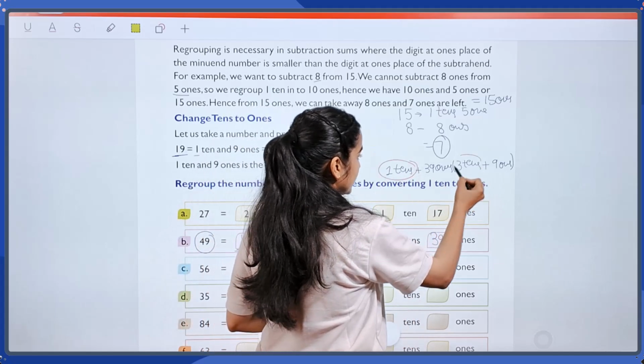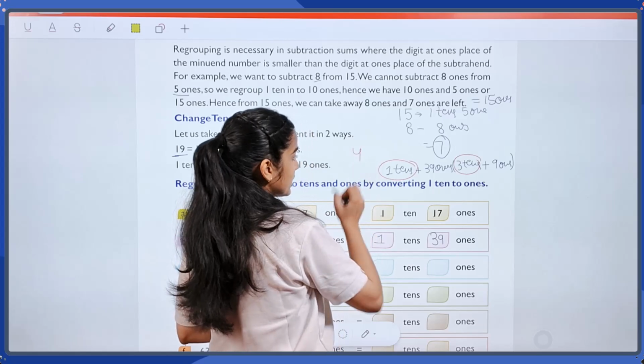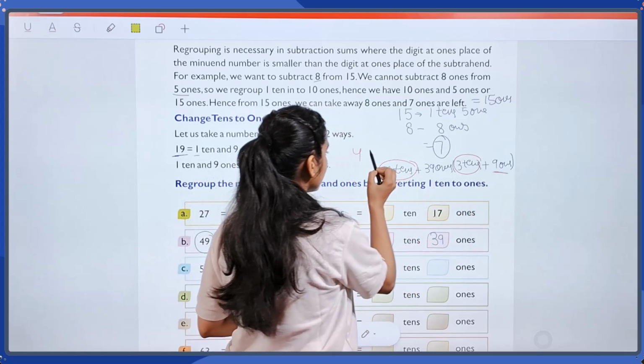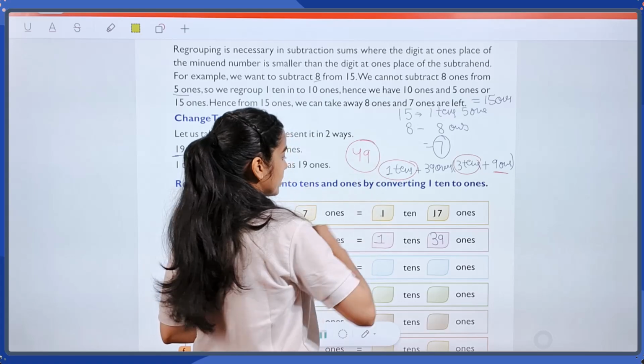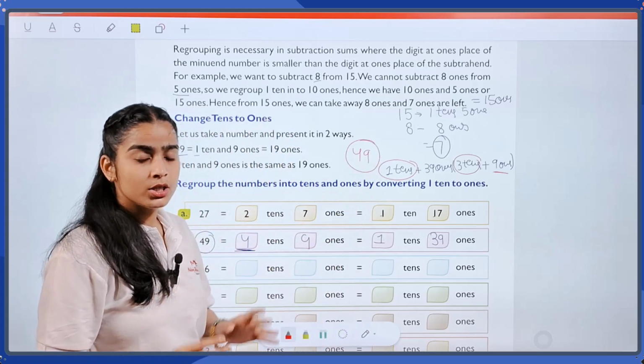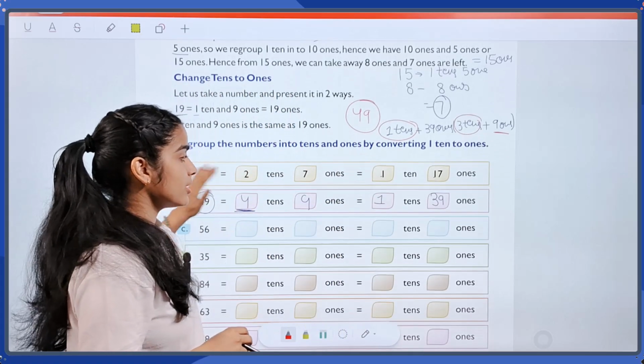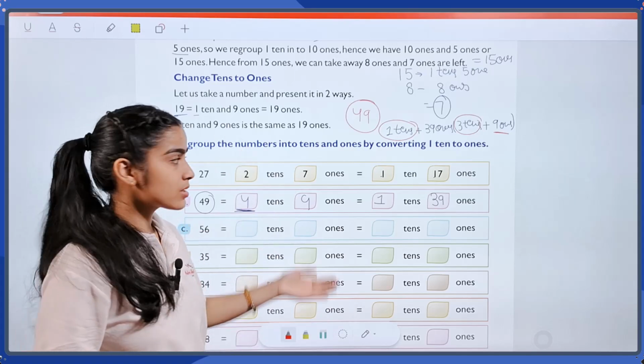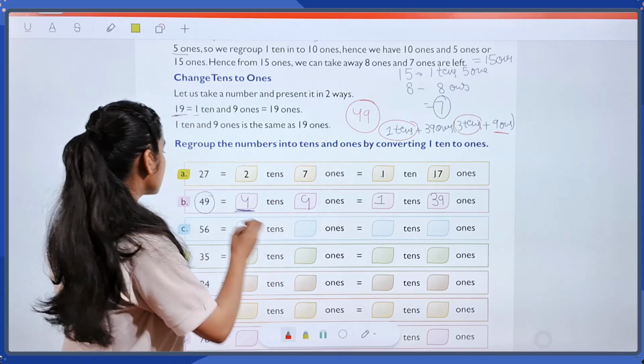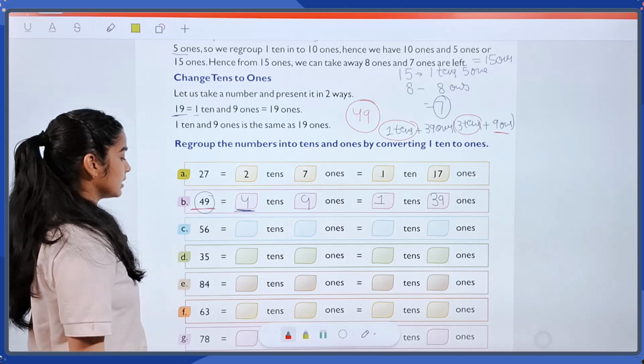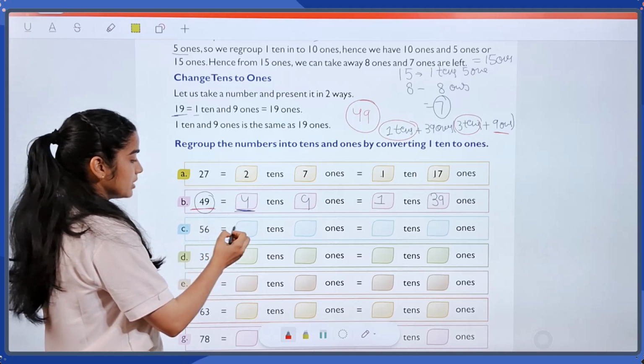1 ten and 3 tens is 4 tens and only 9 ones we have. So this is your end result. So you have to convert your numbers in such a way that if you repeat your process vice versa, you get the same end result we had at the start.